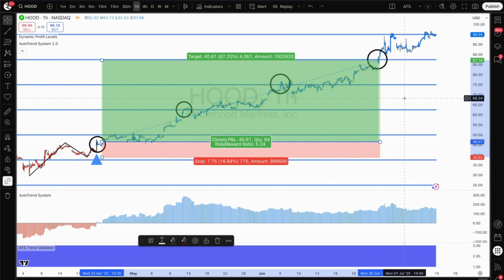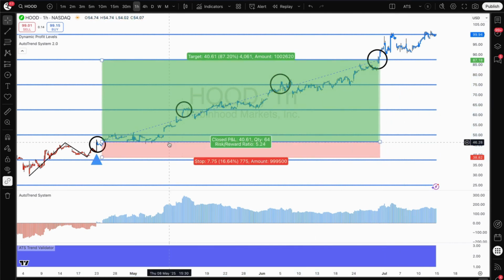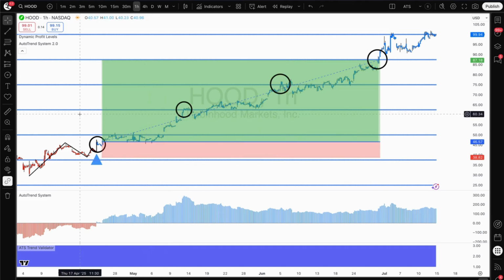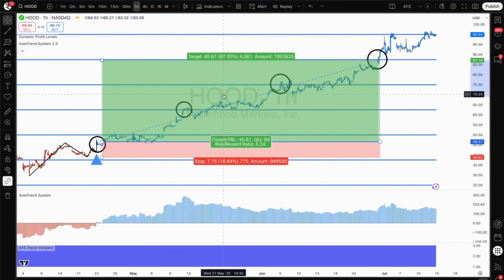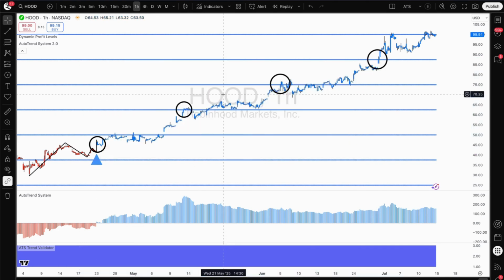It was a very beautiful trade, very easy to manage, followed all of our rules and the criteria for Robinhood, and that was just a very easy and straightforward trade. And that's basically the majority of our trades look something like this. So that was it for Robinhood on the hourly chart.